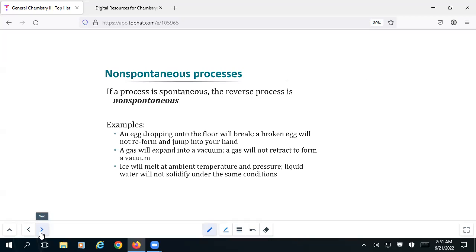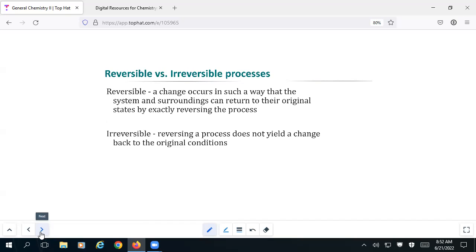We can talk about things like expansion. Gases naturally expand to fill their containers. That's a spontaneous process. They mix together, spontaneous process. Getting them to unmix, that's a non-spontaneous process. Ice melting, spontaneous process if we're at a temperature above its melting point. But if we keep it at room temperature, for example, we're never going to see that ice reform. It's going to stay in the liquid state.